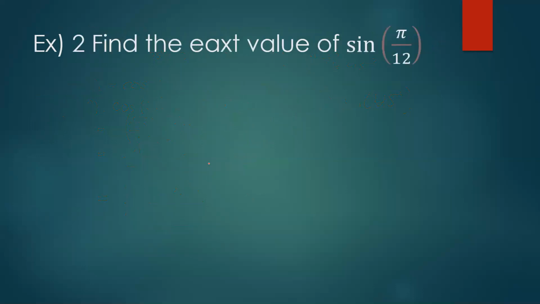Okay. Example 2, find the exact value of sine of pi over 12. So pi over 12 is in radians. I don't like radians, I like degrees, so you can convert that to degrees. How do you convert that? Replace the pi with 180, divided by 12, and that gives you 15.